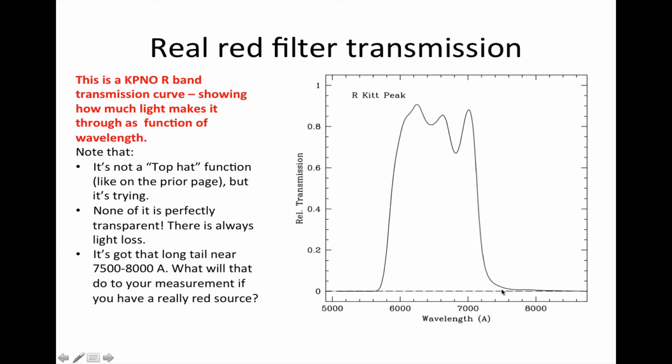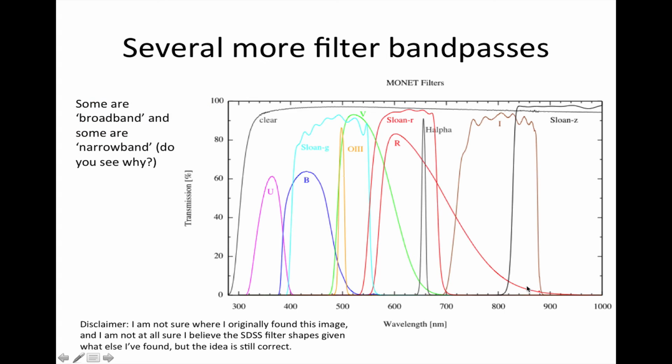And if you have an object that is very, very bright at 8,000 angstroms, that little bit of light that's coming through is going to dominate over much less light coming from 6,000 or 7,000 angstroms. Because if you have something that's very bright here and very faint here, even that little bit of transmission is going to affect your measurement.